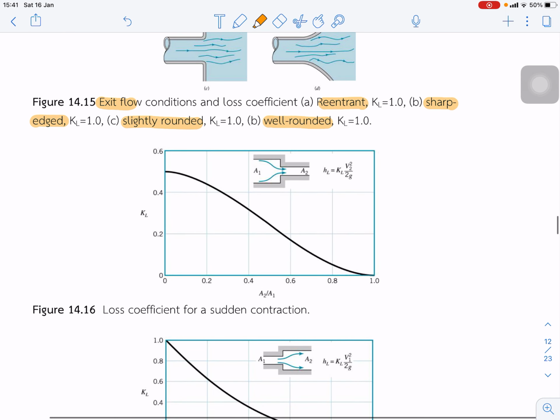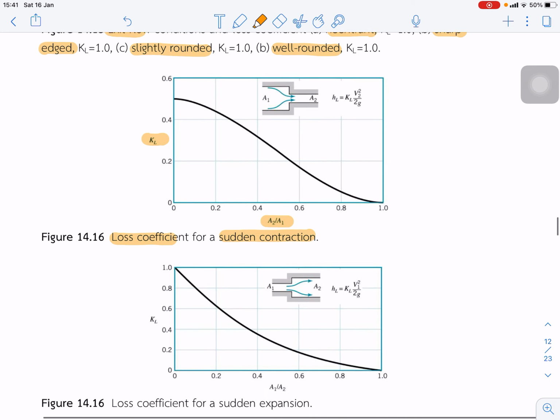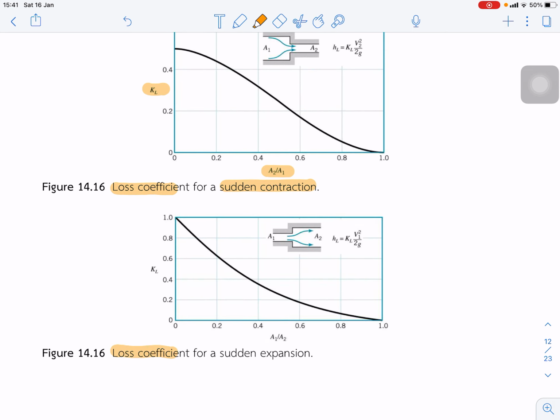And this is the loss coefficient K for the sudden contraction. Once we increase the ratio of the area, we decrease the KL. And this one is the loss coefficient for the sudden expansion. If we increase the ratio, we decrease the KL.